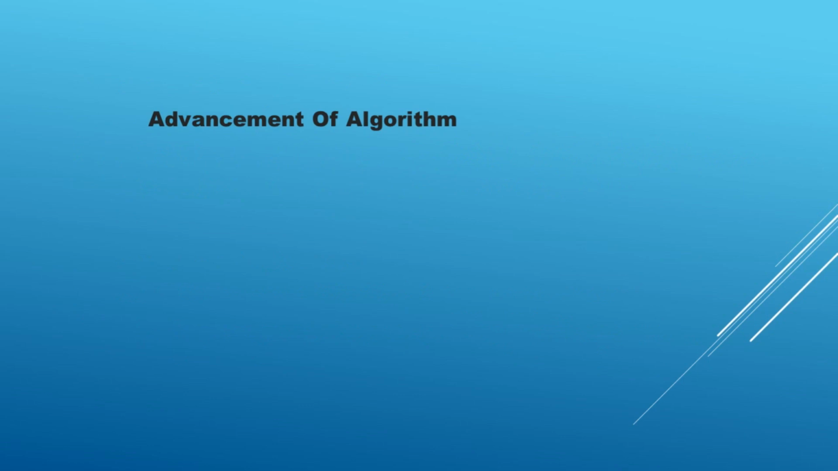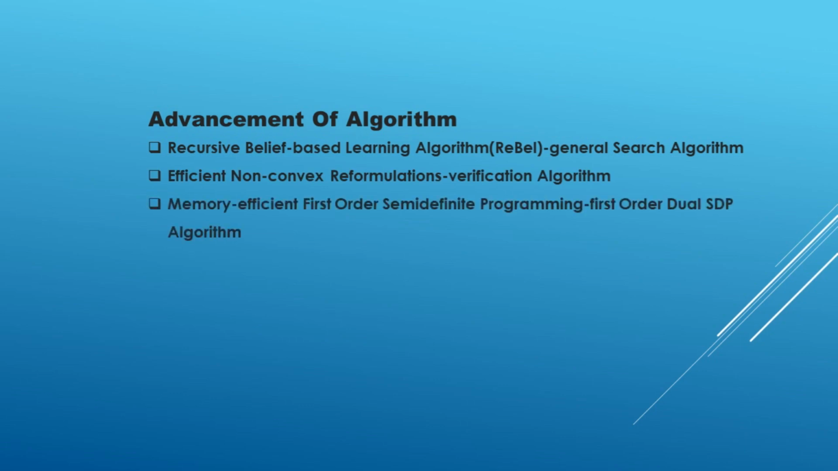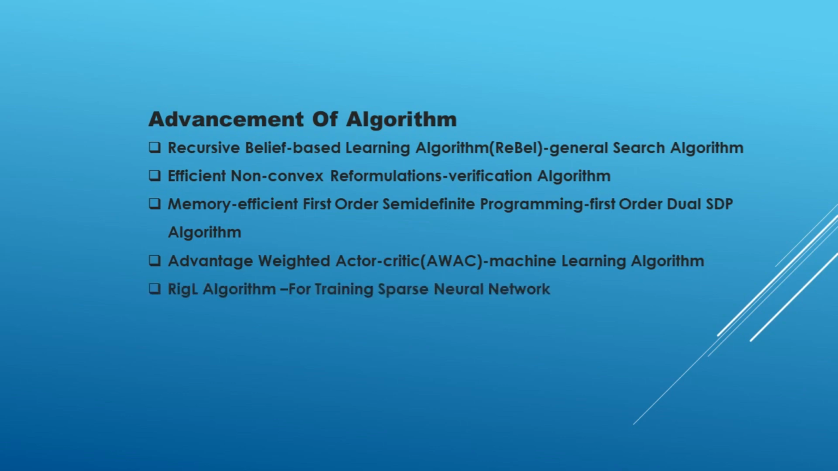Let's discuss the advancement of algorithms. Recursive belief-based learning algorithm, REBEL. It is a general search algorithm. Efficient non-convex reformulations. It is a verification algorithm. Memory efficient first order semi-definite programming. It is a first order dual SDP algorithm. Advantage weighted actor critic. It is a machine learning algorithm. RigL algorithm. It is for training sparse neural networks. Behavior regularized model. It is a model-based algorithm.